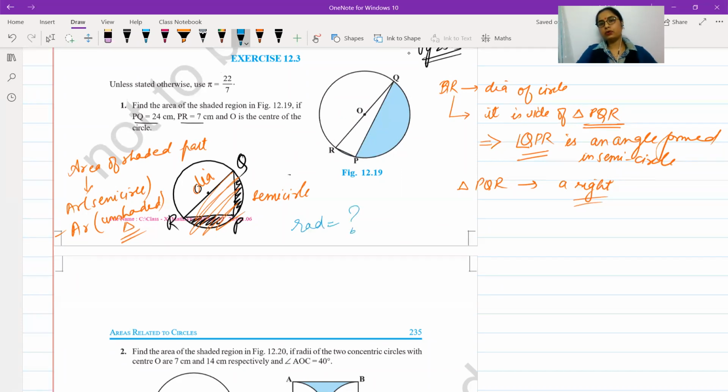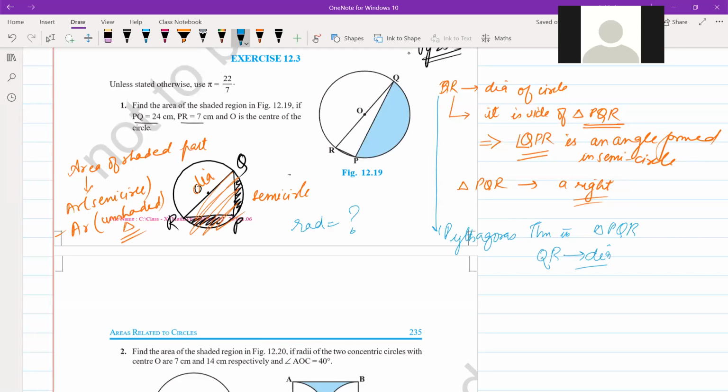We are first of all going to apply Pythagoras theorem in the triangle PQR in order to obtain QR, which is the diameter. Once you have QR, the diameter of the circle, you can find out the radius from there. And once you have the radius, you will be able to find out the area of the semicircle. Is that clear?